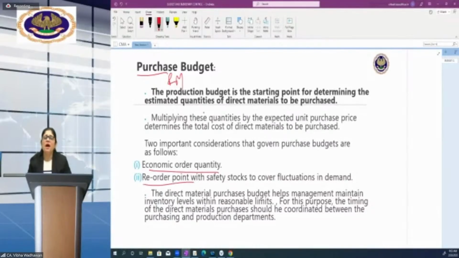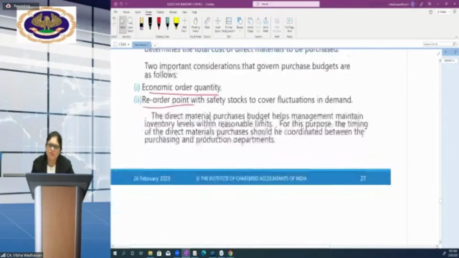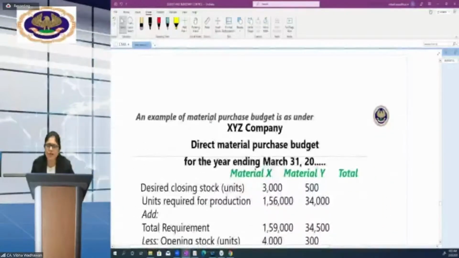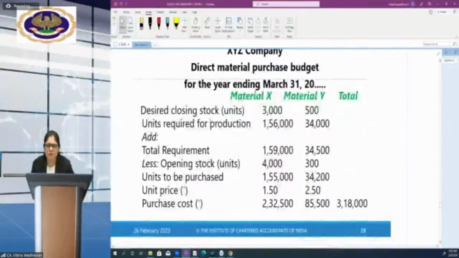So it's part of the raw material purchase budget, because we have to fulfill the consumption requirement of 156,000 units of material X and 34,000 of material Y. So how much to purchase and when to purchase, so that the annual consumption of raw material we need to meet. All right. So students, this is the way every budget is interrelated. Clear? So this is the raw material purchase budget. Of course, it will be more clear when we do the question. It's just a pro forma.